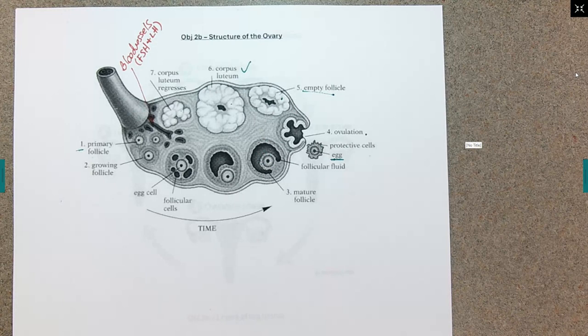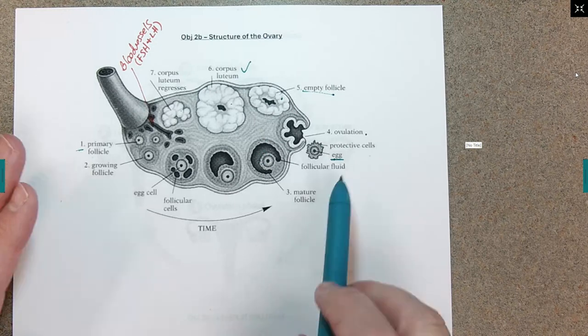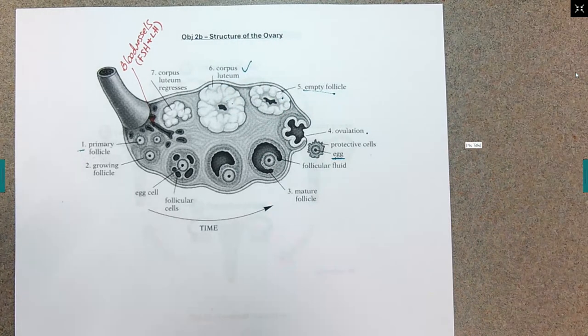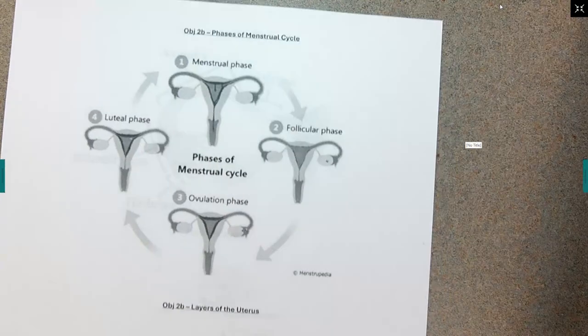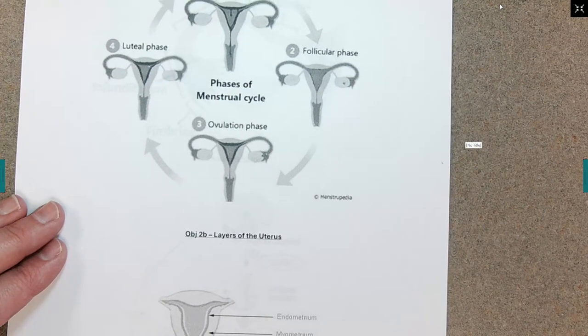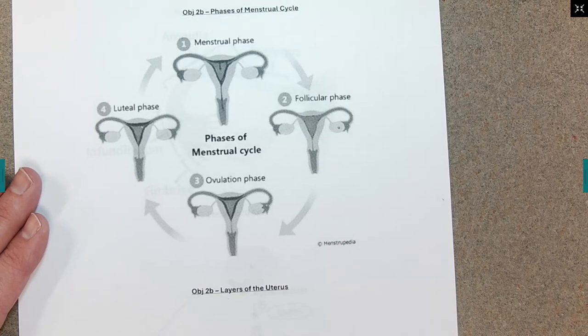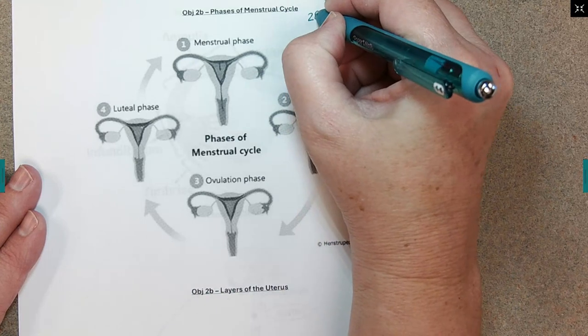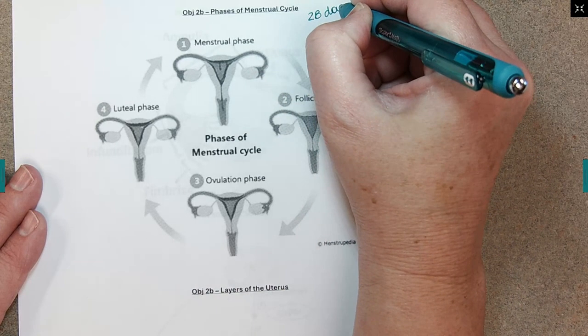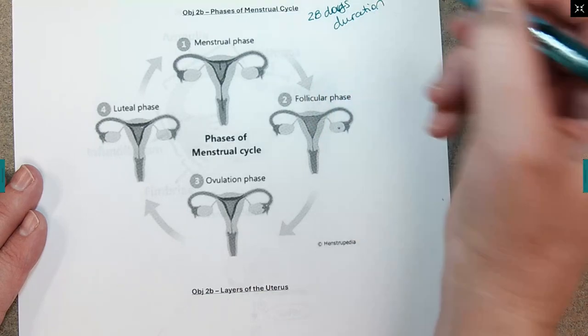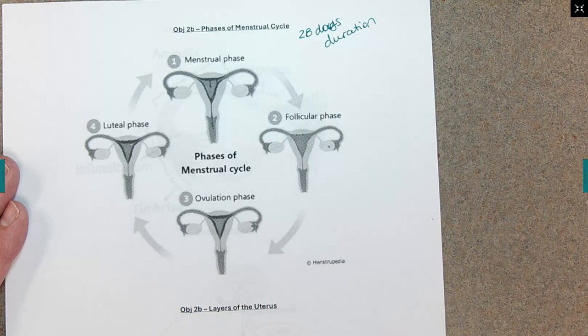So this is 2 parts here, and you have to know both parts as far as what the egg is doing and what the corpus luteum is doing. Now, if you take a look at the next page that we've got, you've got the phases of the menstrual cycle right here. Now, the menstrual cycle is going to be 28 days in duration. I was trying to spell both words at the same time, and that didn't work out. So it's going to be a 28-day duration.